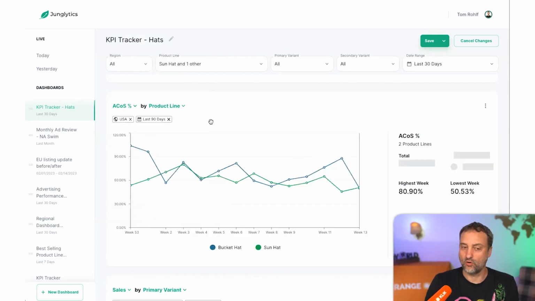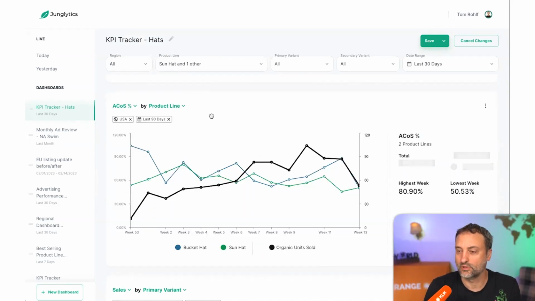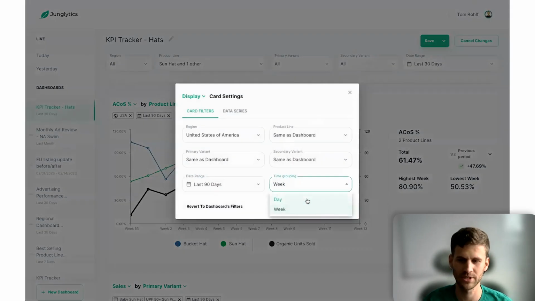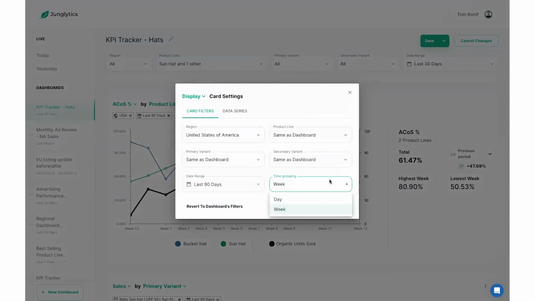And how often do you update the data from API? So the data is updated every 3 hours. We're pulling it 3 times a day. And the data is shown in whichever time grouping you want. So we have this time grouping setting here. It has some defaults depending on the time range of the chart, but you can update it to your liking.